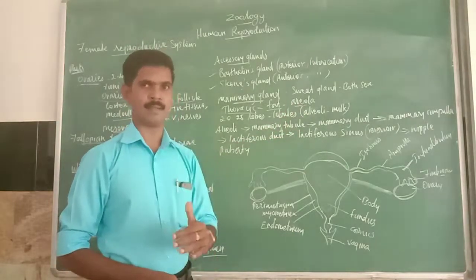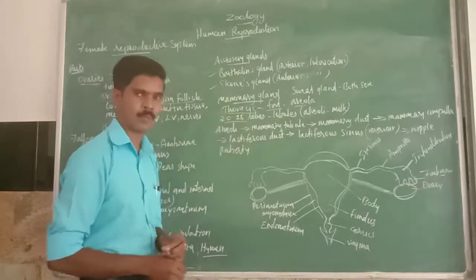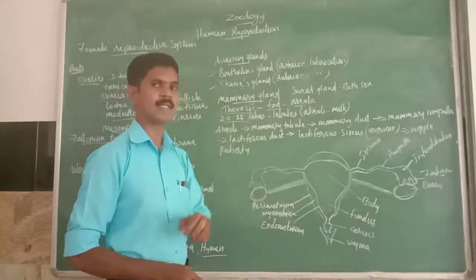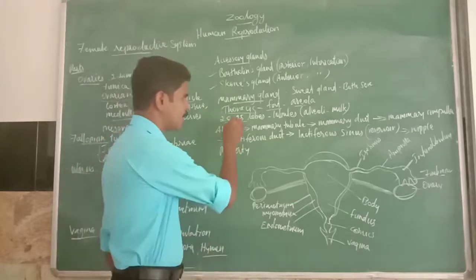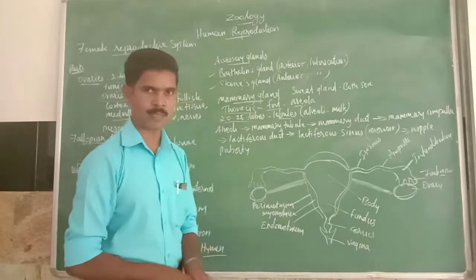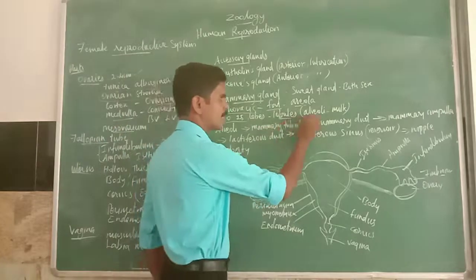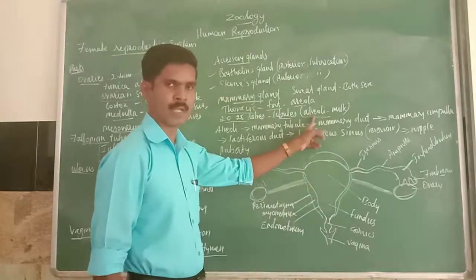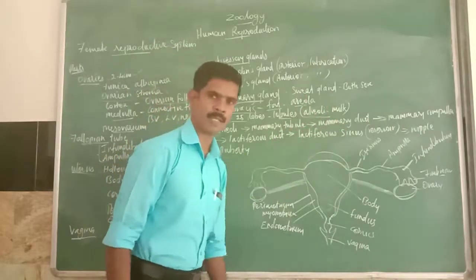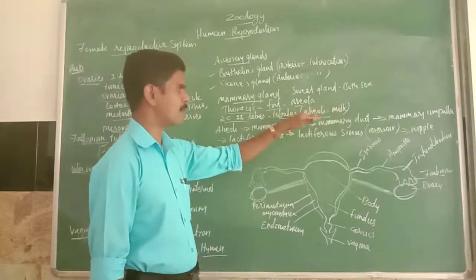Then on the inner side, this mammary gland is made up of 20 to 25 small lobes. Each lobe is again divided into many lobules. Inside the lobules, a special type of cells is present. They are called alveoli. These alveoli cells are responsible for the production of milk. So the milk producing cells of the mammary gland are called alveoli.